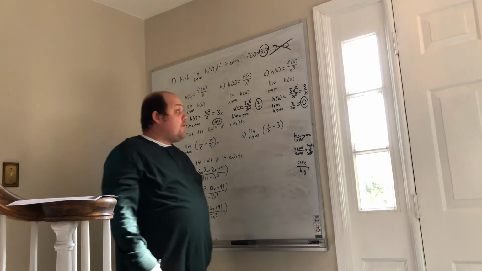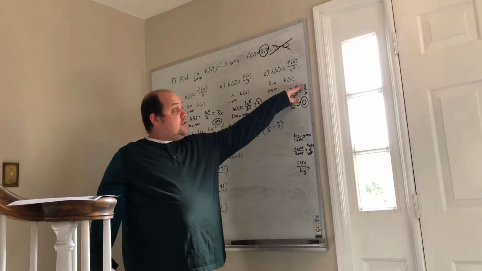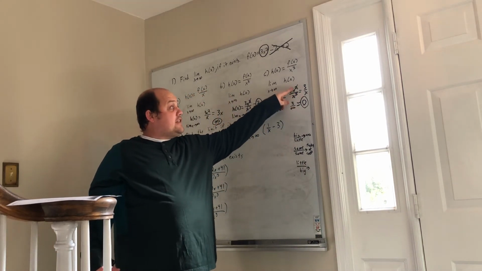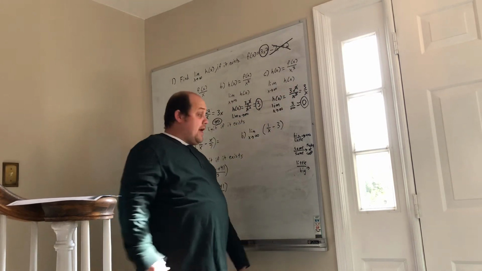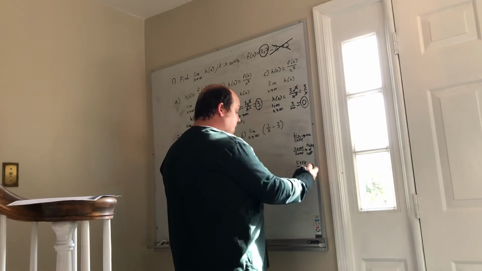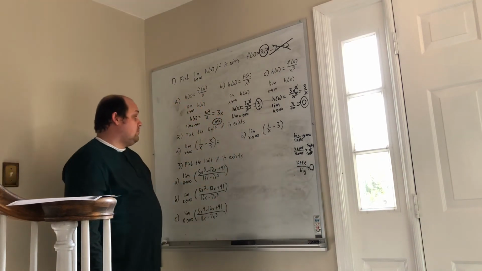Last way it can come is if you have little over big. If you have little over big, that's like this situation. 3 over x that came from having x squared on top, x cubed on bottom. If the power is larger on bottom, this limit to infinity always goes to 0.